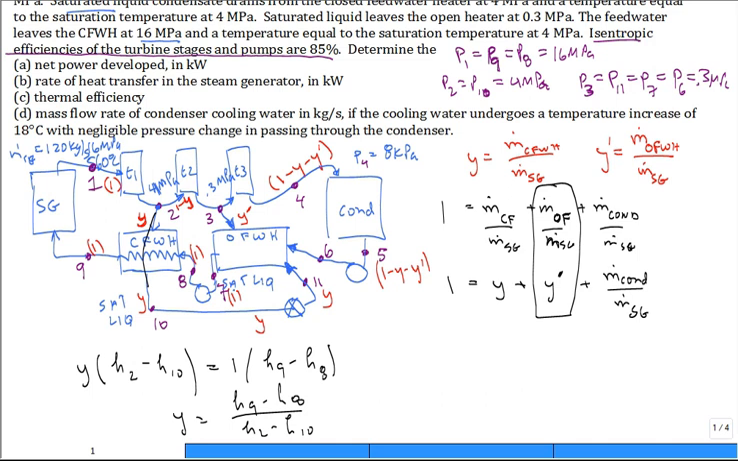The other one is, how do I get the equation for y prime? Energy balance around the open feedwater heaters. So what comes in will be y prime times H3 plus 1 minus y prime times H6 plus y times H11, and it all goes out at H7. There's one equation with the unknown y prime, assuming that you just recently finished calculating y.